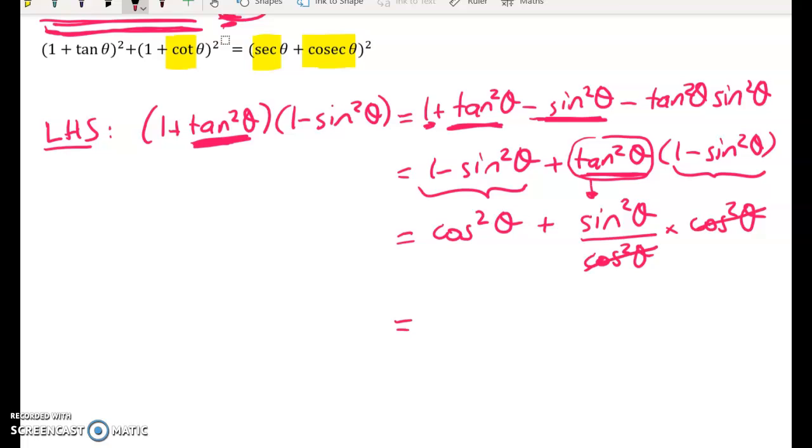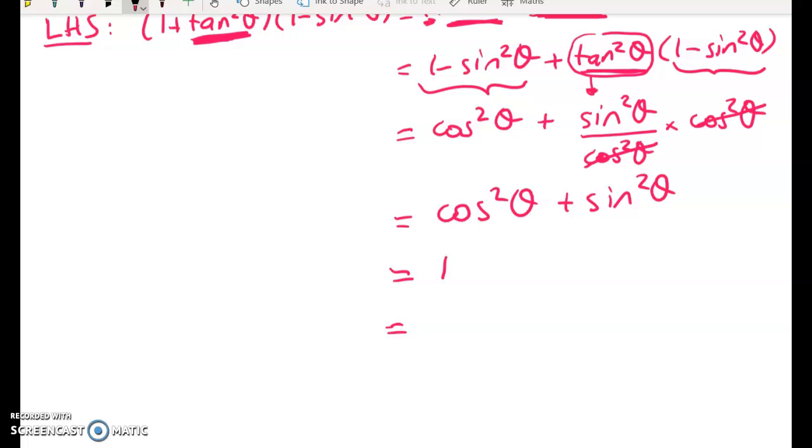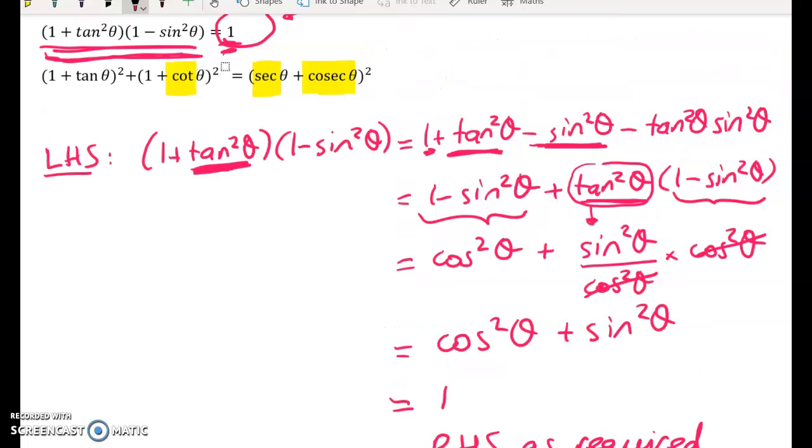So here we go. We can now simplify out the cos squared theta factor here. And so we're left with cos squared theta plus sine squared theta, which equals 1. So the last thing that I'm going to write is equals the right-hand side, as required. So that's our first little trig proof done. Let's look at this next one.